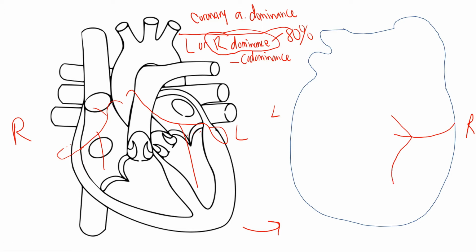Now, coronary artery dominance is that in the patients that are right dominant, which is the majority of patients, this artery is actually coming off of the right coronary artery. That's what right dominance means. So in right dominance, it's basically which artery the posterior descending artery is coming off of.